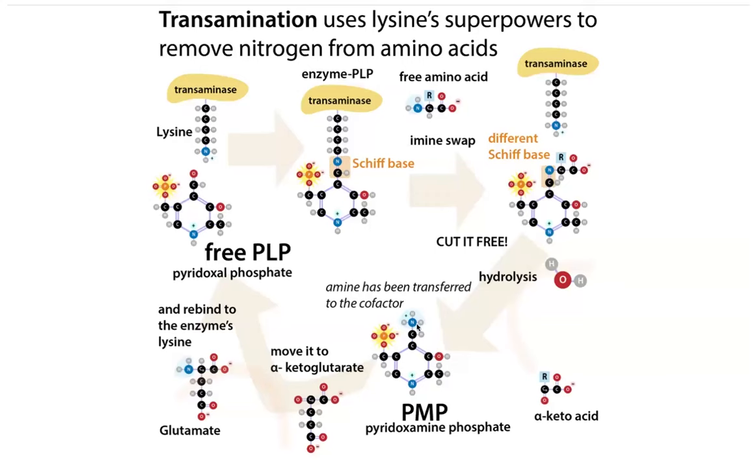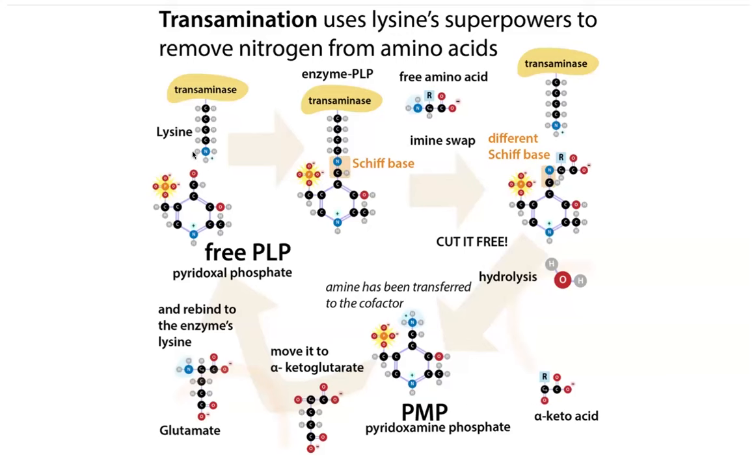If we want to now move this amino group to something else, well, now we just have to bind to an alpha-keto acid, so in this case, alpha-ketoglutarate, transfer that amine group to the alpha-ketoglutarate, and then rebind to the enzyme's lysine.